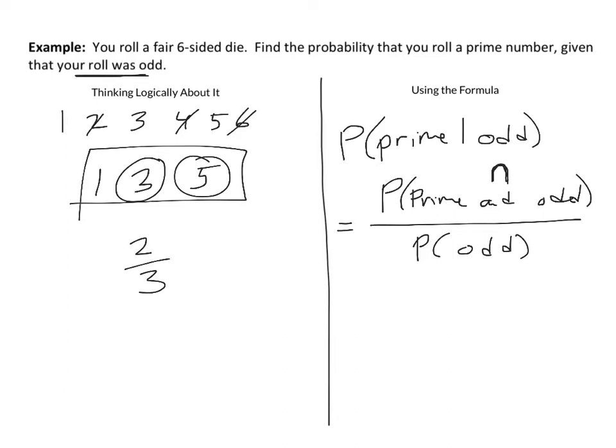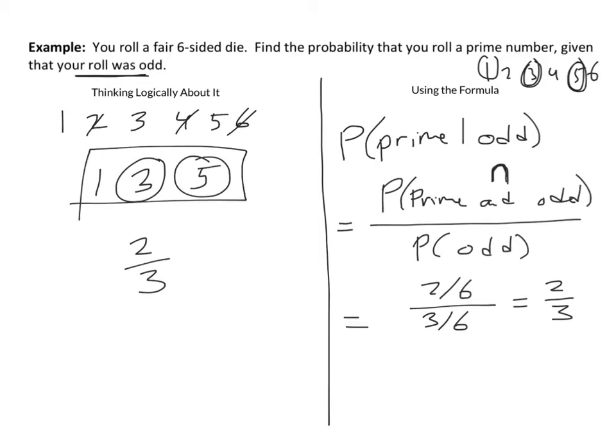Now let's see what these probabilities are. The probability of being prime and odd, well, in the numbers 1, 2, 3, 4, 5, and 6, prime and odd is 3 and 5, so that would be 2 out of 6. And the probability of odd, that would be 1, 3, or 5, so that would be 3 out of 6. And sure enough, that reduces down to 2/3. So you can see that we get the same answer either way.